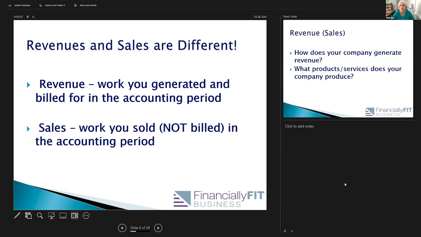And here's an example. Let's assume that you're working on this really big project, and it's $500,000, and you're not going to bill it all in 1 month. It's a 5-month project. So basically you're going to bill 100,000 a month if it's equal billing. So the sale is $500,000. The revenue is $100,000, and that's what you take against the expenses because that's what you bill every month. So revenue is what you bill, sales is what you sold.